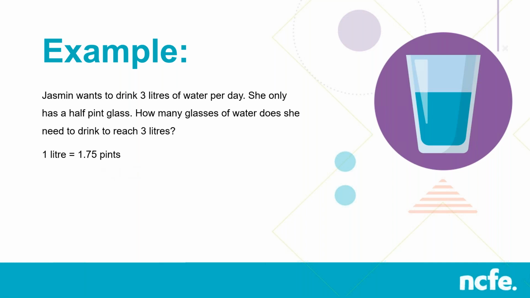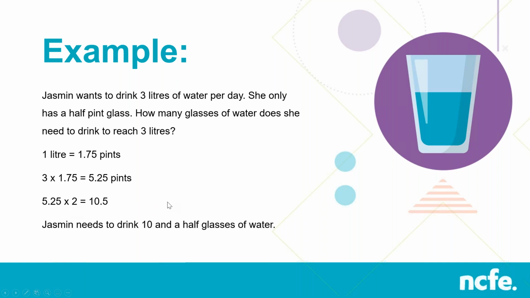So the first step is to work out how many pints she needs to drink. So 3 times 1.75 gives us the number of pints that she needs to drink, 5.25 pints. Her glass only holds half a pint, so if we multiply that by 2, that gives us 10.5. So Jasmine needs to drink 10.5 glasses of water if she is to meet her target of drinking 3 litres of water per day.